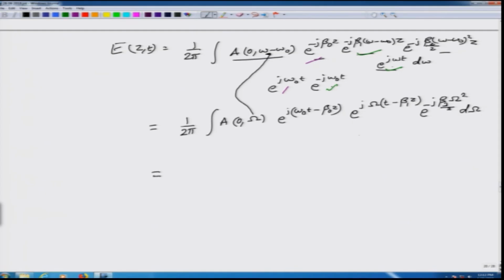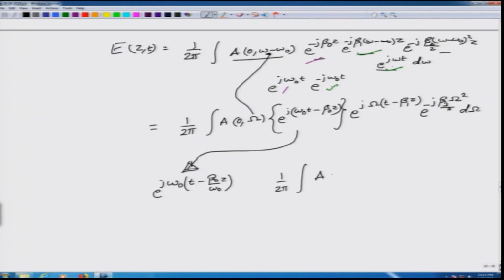Now, we can actually go back and combine this term slightly better. We know that since the integration is with respect to capital Omega, this term in the curly braces is actually of no use for us because it is independent of that Omega. So, I can actually pull that outside of the integrand. So, when I pull that outside and further take omega_0 as a common factor, I get t minus beta_0 by omega_0 times z. Okay. That would be the factor that is independent of whatever is the integration.